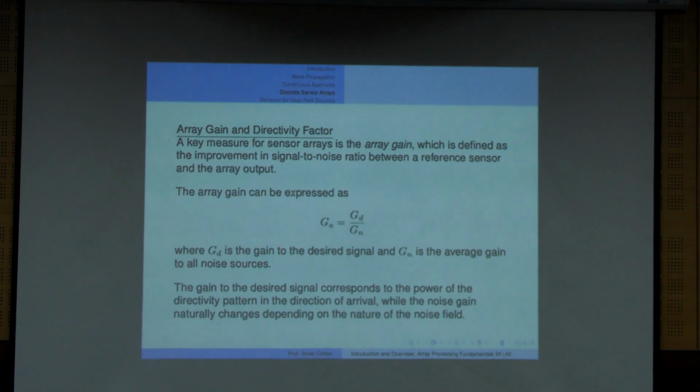But we also want to improve the white noise gain. Why? Because the sensors are not ideal. Any sensor that you take, for camera, for antenna, for anything, has thermal noise. Microphones have thermal noise. So we want to know the improvement of the signal to noise ratio when we have thermal noise. Suppose that I tell you the white noise gain is minus 50 dB. What does it mean? What do you think?